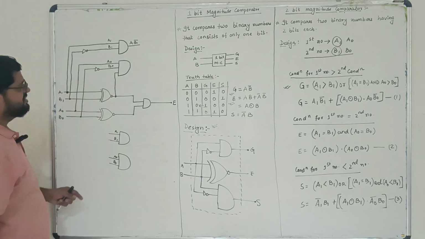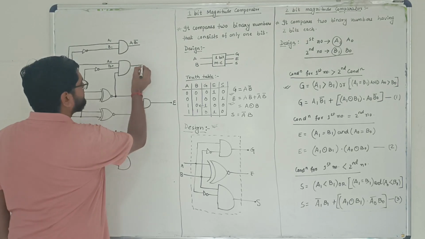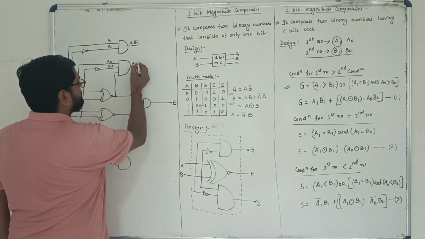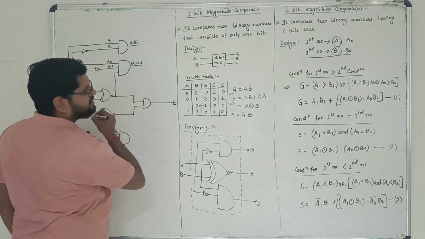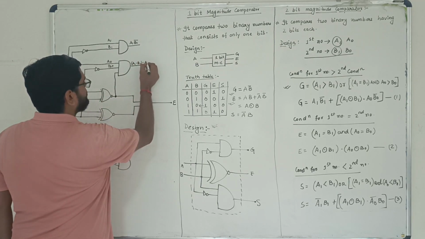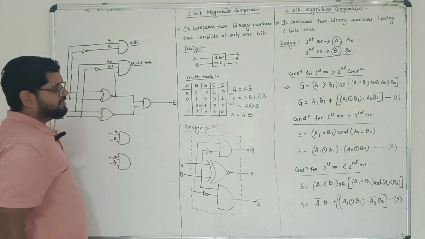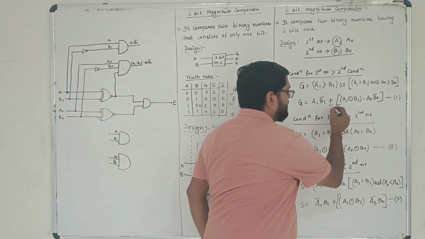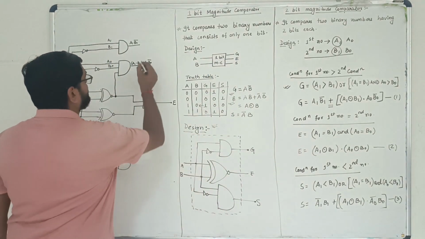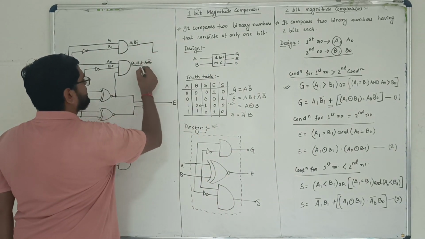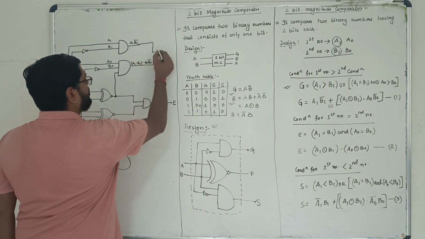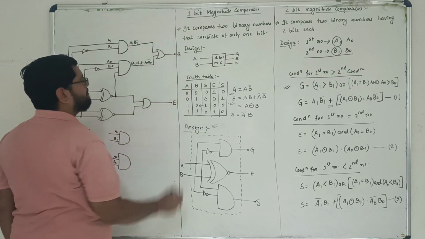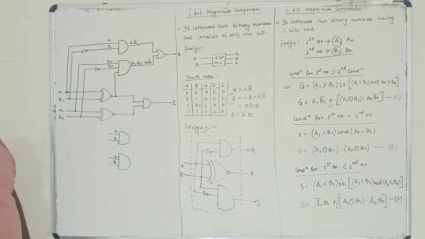Now once you have done this, the output of this AND gate is going to be A1 XNOR B1 whole multiplied with A0 B0 bar. I think you have got this. So this is the second part, this one is the first part, and both of them are connected with which gate? OR gate. So connect both of them with an OR gate, and you are going to get the G output. Okay, this is your G output.